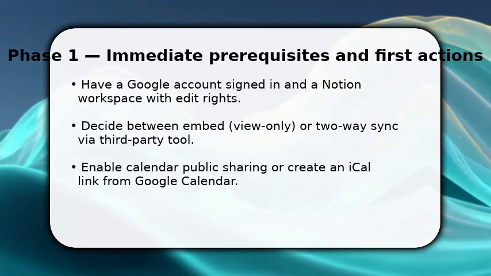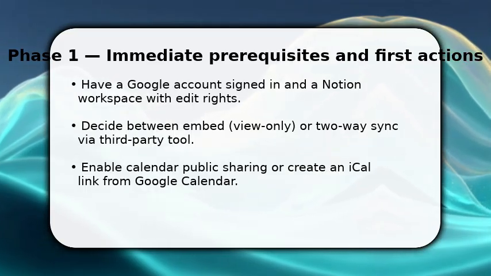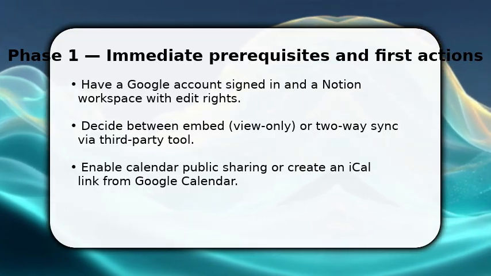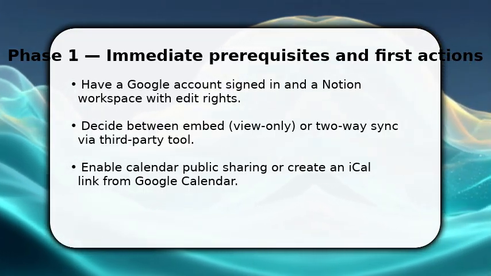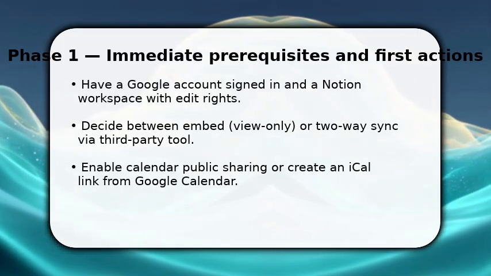Next, open Google Calendar, select a calendar, and get the iCal link or make it public so Notion can access it. Make sure you copy the iCal URL to your clipboard. This is the crucial first action. The iCal link is the bridge between Google and Notion, so keep it handy before moving on.